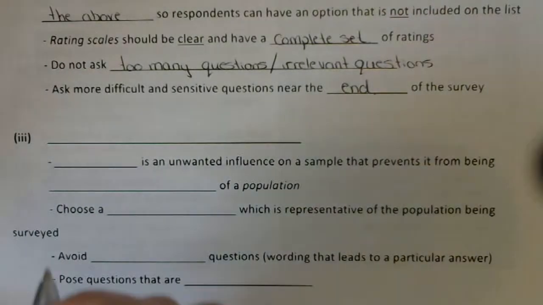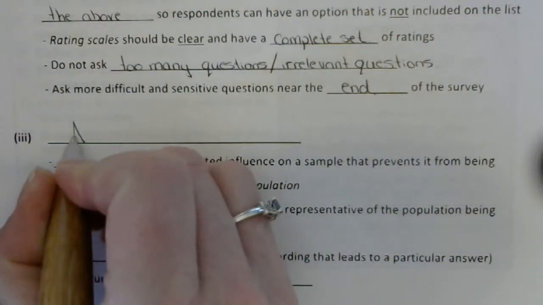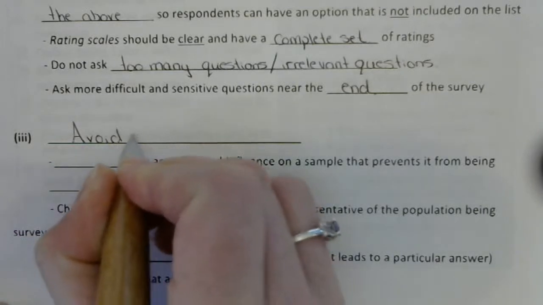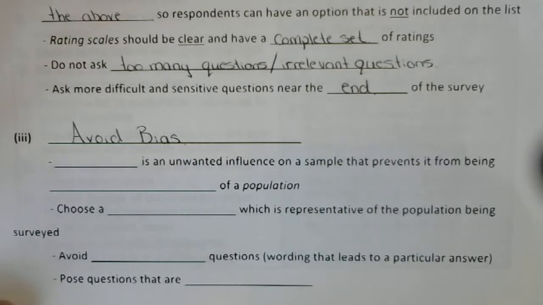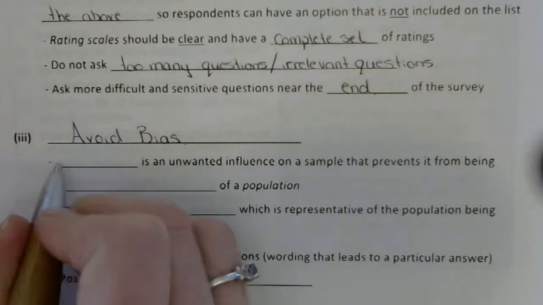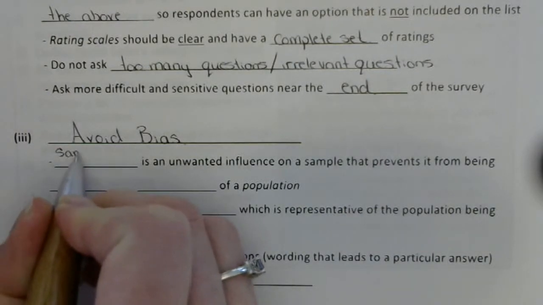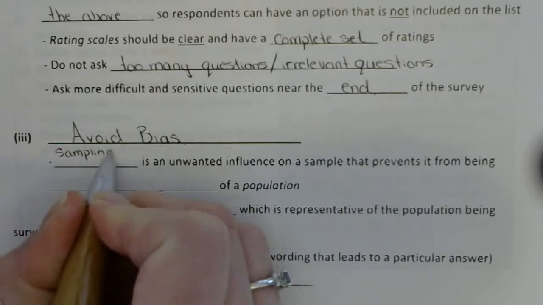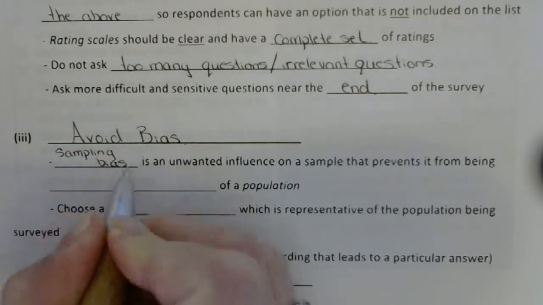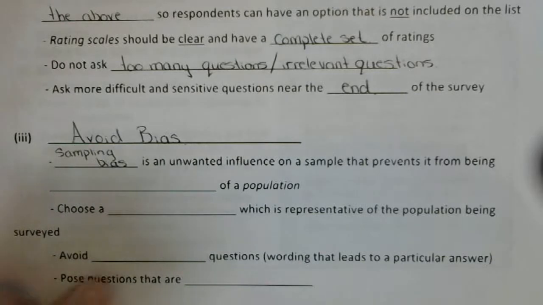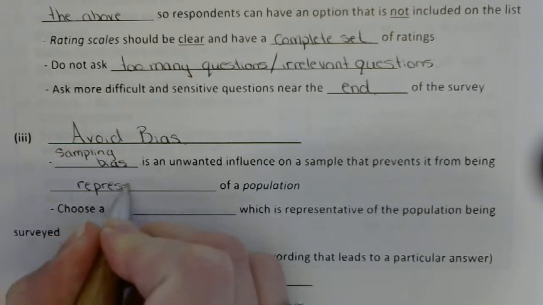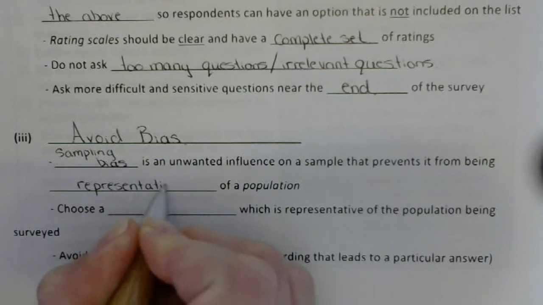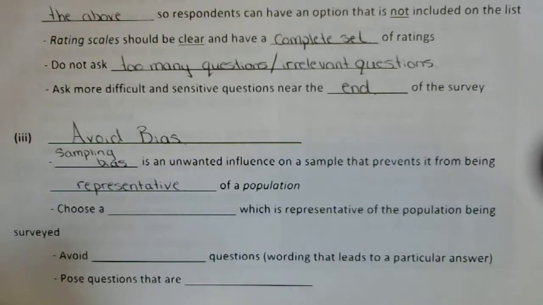Okay. So the last one is to avoid bias. And this one's very important. Okay. So sampling bias is an unwanted influence on a sample that prevents it from being representative of a population. Okay.